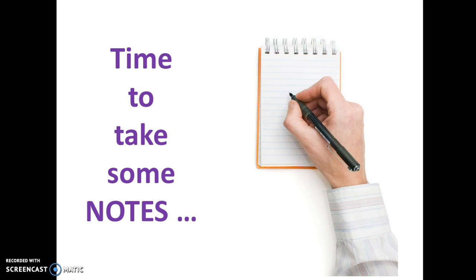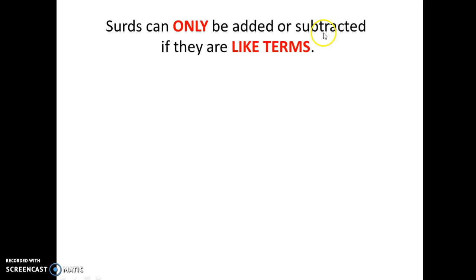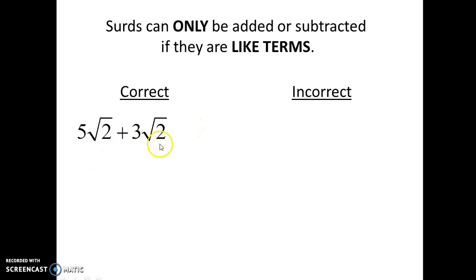All right, so let's take some notes now. You're going to use the page that was given to you. On that page, on top, it says a note: surds can only be added or subtracted if they are like terms. So here's an example of something that's done correctly. Here we have two surds. This is a like term, root 2 and root 2, so you can just combine those. We have 5 of them here, 3 of them here. That means in total we have 8 of those. We have 8 root 2.